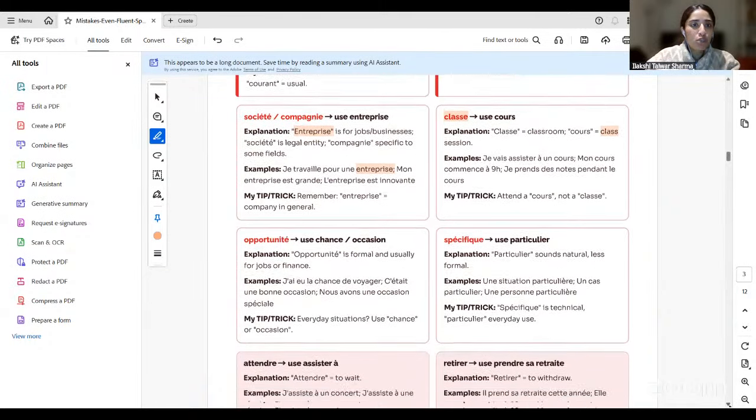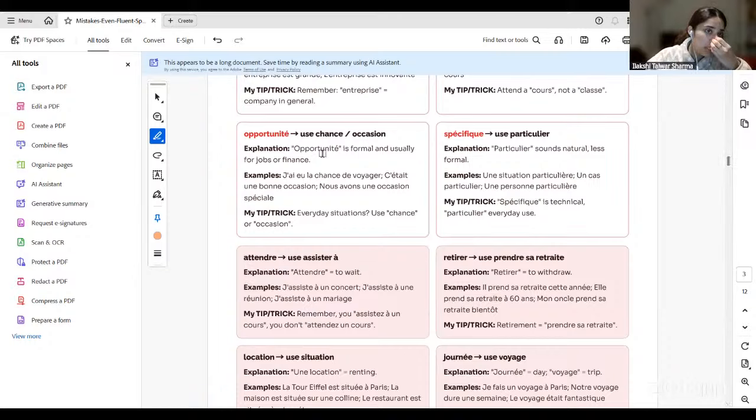Another such example that I have for you is opportunité. Okay, opportunité in French is a formal word for jobs, basically. Which means that in case you want to say, oh, I had the opportunity to do this, the right term for you would be chance, une chance, or occasion. You will not say opportunité there. So if I want to say I had the chance of traveling, j'ai eu la chance de voyager. If you want to say it was an excellent opportunity for me, that is c'était une bonne occasion. Or we had a very special opportunity, nous avons eu une occasion spéciale. So for everyday situations, you'll use chance or occasion. And you'll stick opportunité to jobs or finance only.